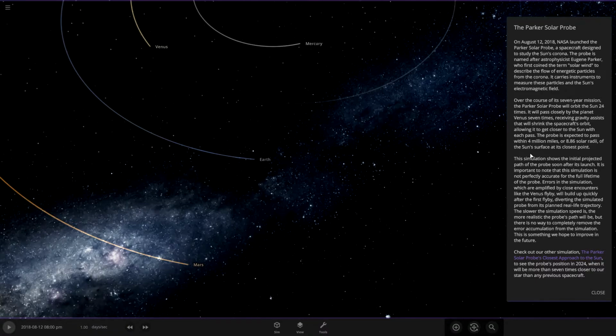The simulation shows the initial projected path of the probe soon after its launch. It is important to note that this simulation is not perfectly accurate for the full lifetime of the probe. Errors in the simulation are amplified by close encounters with Venus flybys, and will build up quickly after the first flyby, diverting the simulated probe from its planned real-life trajectory. The slower the simulation speed, the more realistic the probe's path will be. But there's no way to completely remove the error accumulation from the simulation. This is something we hope to improve on in the future.